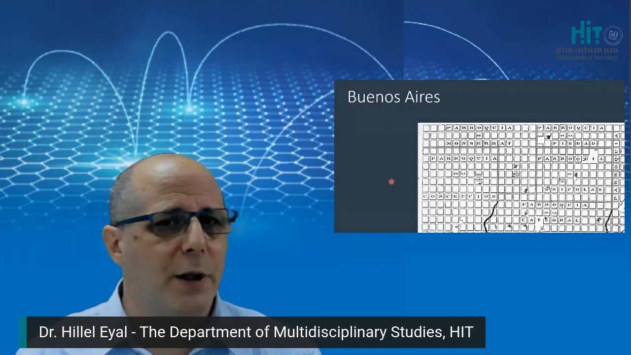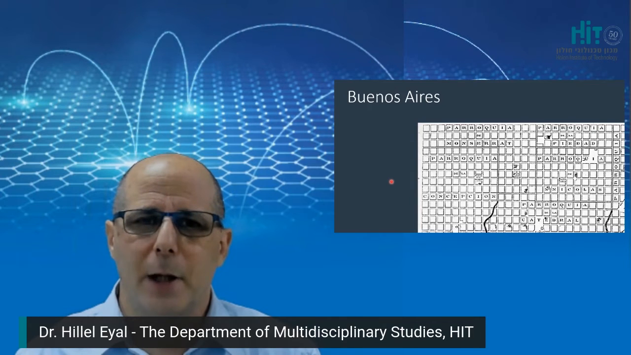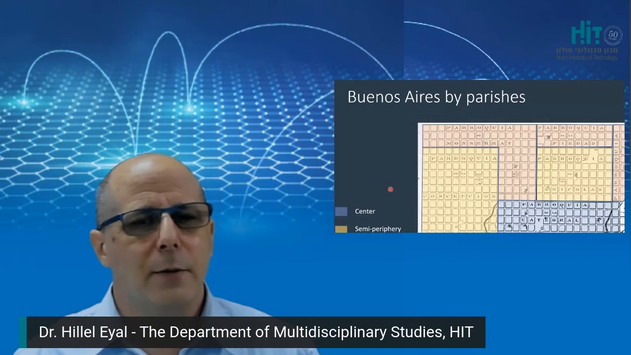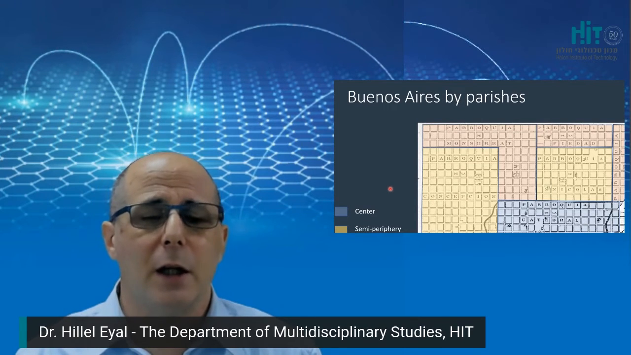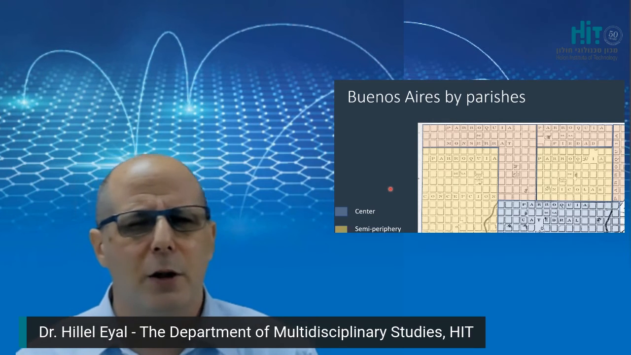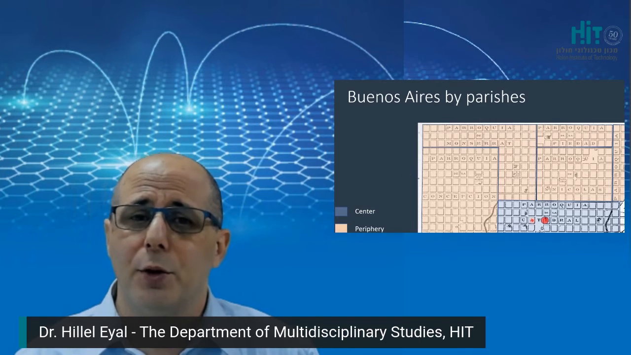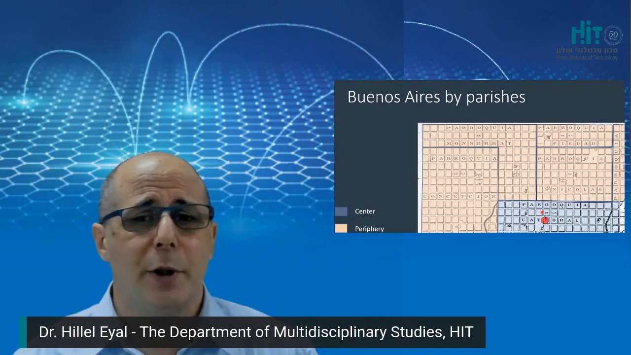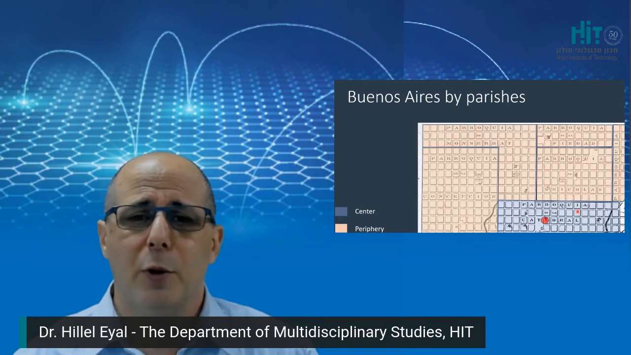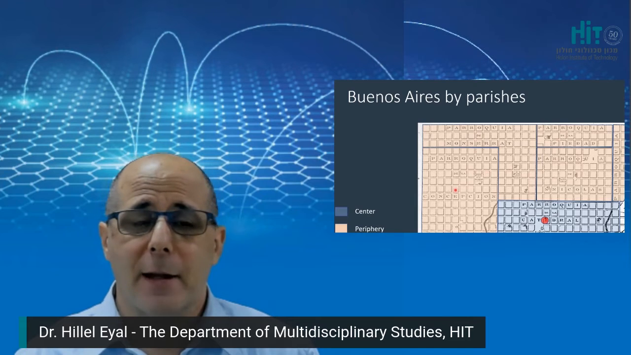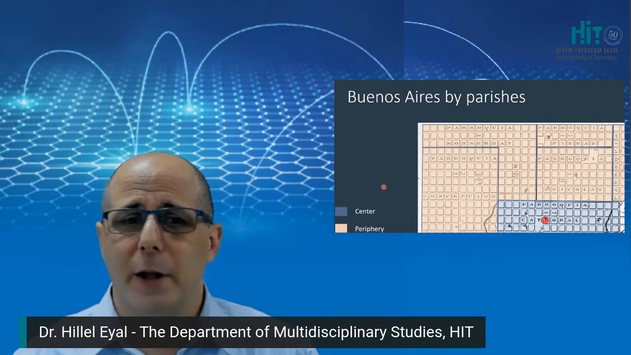Let's move on and say a few things about Buenos Aires. Here's that map again. At the bottom is the ocean. When we look at Buenos Aires and try to divide it into parishes, it doesn't really work because of the structure of the parishes. So we're just going to go with a general division between the center, which is the parish of the cathedral, and all the other parishes, which we will define as periphery.